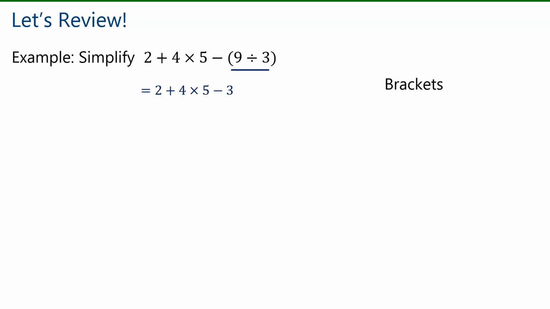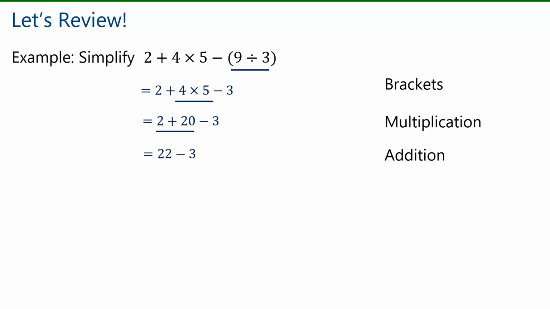Now, see what we have left. We have an addition, multiplication, and subtraction. We'll do multiplication next. So let's do 4 times 5, which is 20. Now we have an addition and a subtraction left. So remember, you do those from left to right. Since addition is first, we'll add 2 plus 20 to give us 22. And then we're just left with, of course, subtraction. 22 minus 3 is 19.